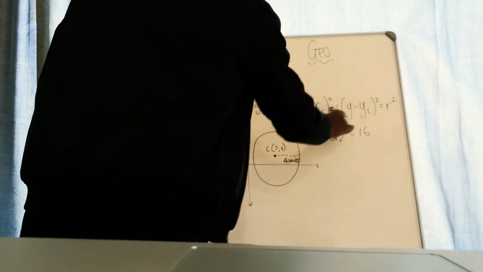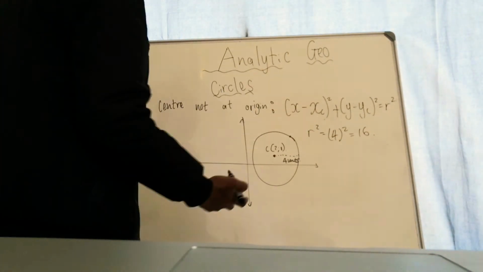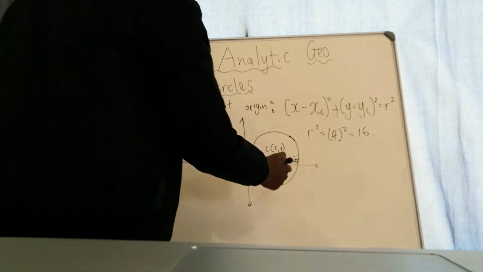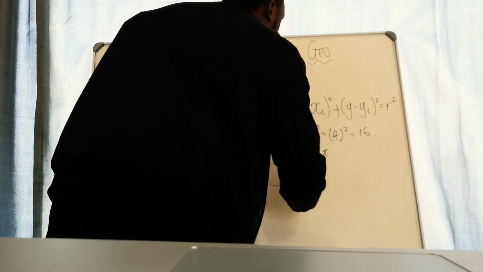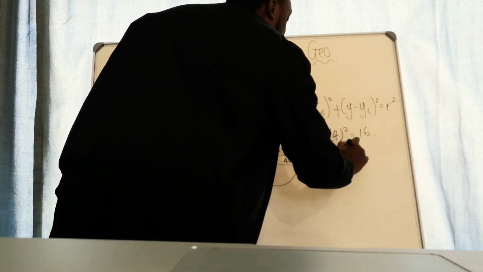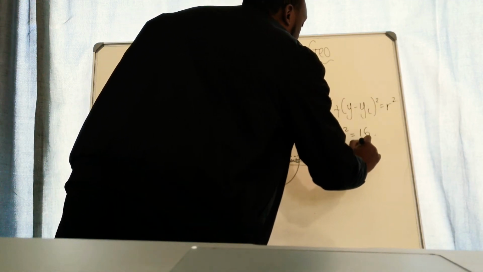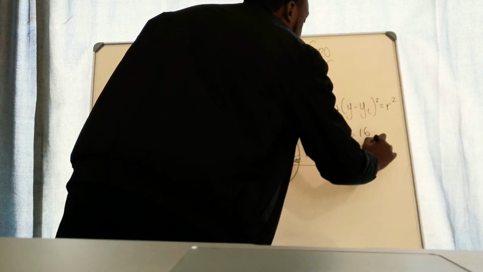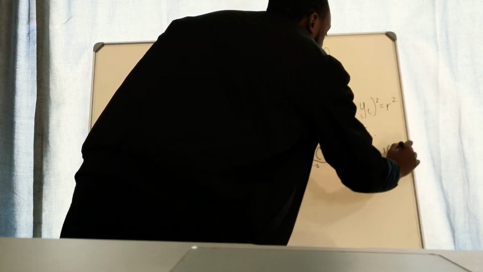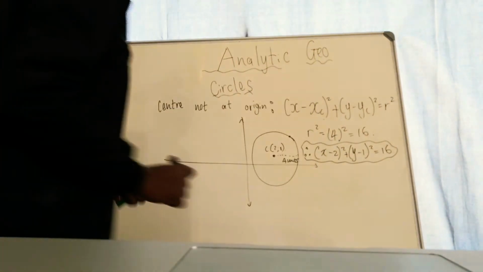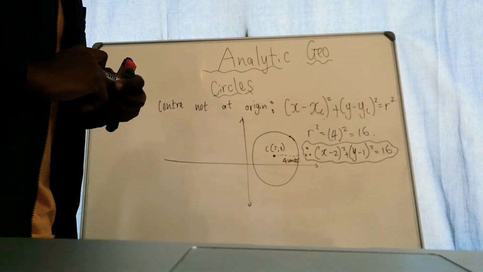All we need to do there is substitute the center coordinates, of which we do have the center. And so therefore our equation is x minus the 2 squared plus y minus the 1 squared, all equal to 16. And that is our equation. Do you get it, matrix?